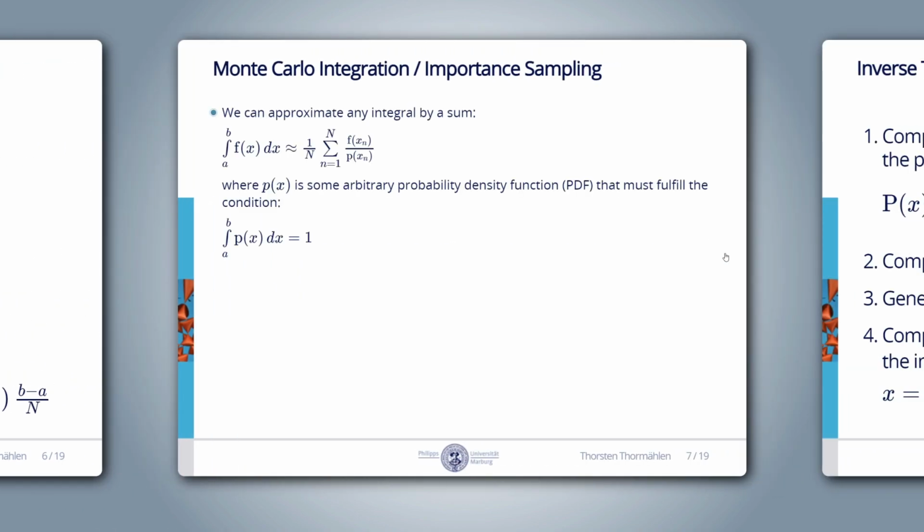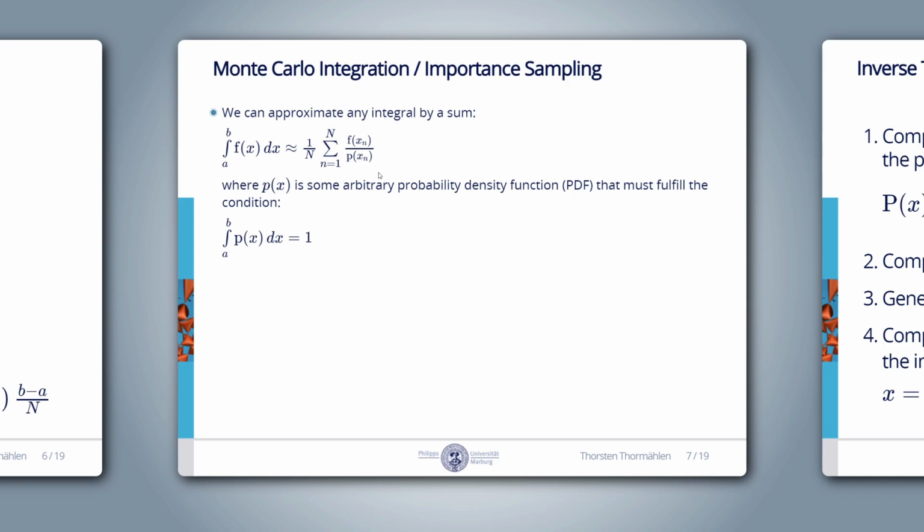Using Monte Carlo integration and importance sampling, we can approximate any integral by a sum, where p of x is some arbitrary probability density function, PDF for short. The PDF must fulfill the condition that the integral from a to b of p of x dx is equal to 1. When we approximate the integral by sampling and sum up the contributions, as denoted here, this gives us an unbiased estimator.